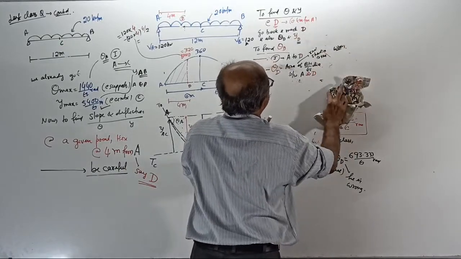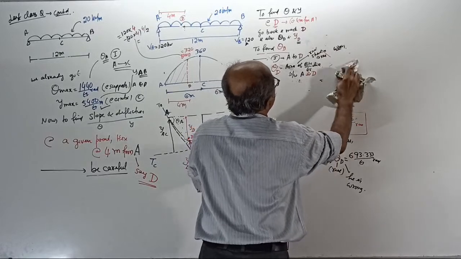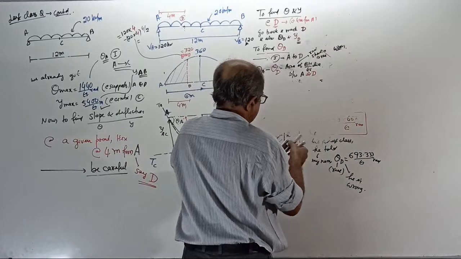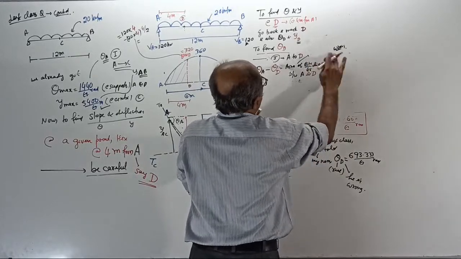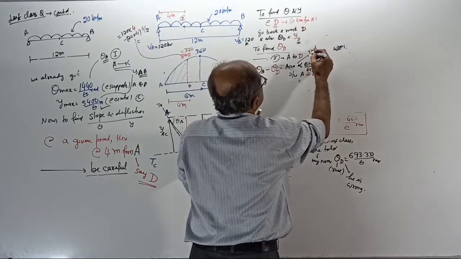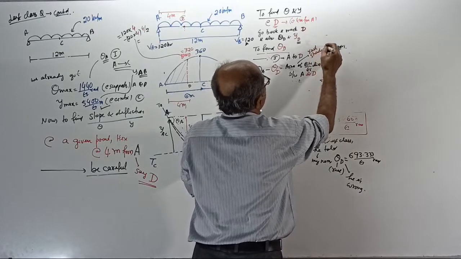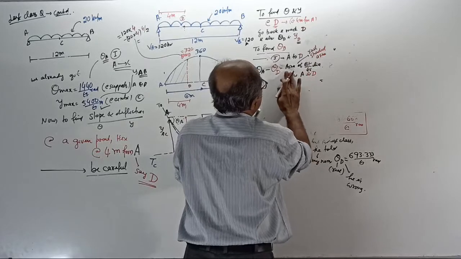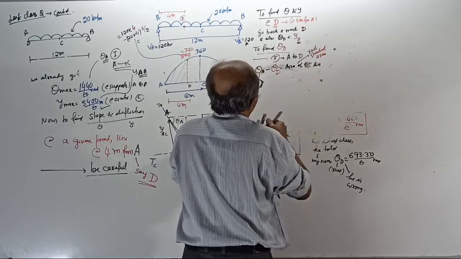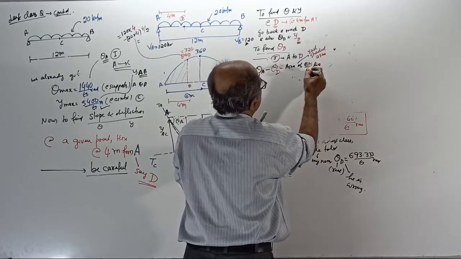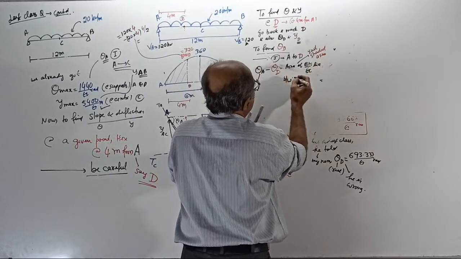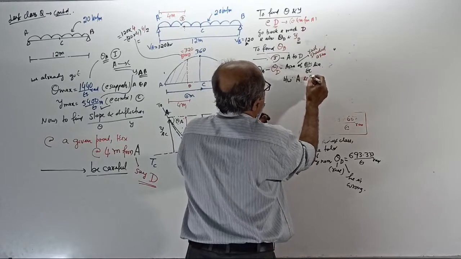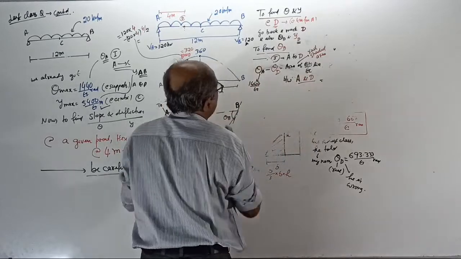In the real area, that is the red shaded area, that is correct. The area is the red color shaded area between A and D, correct. Okay, the BM by EI diagram between that point A and D, that is the red color shaded area.